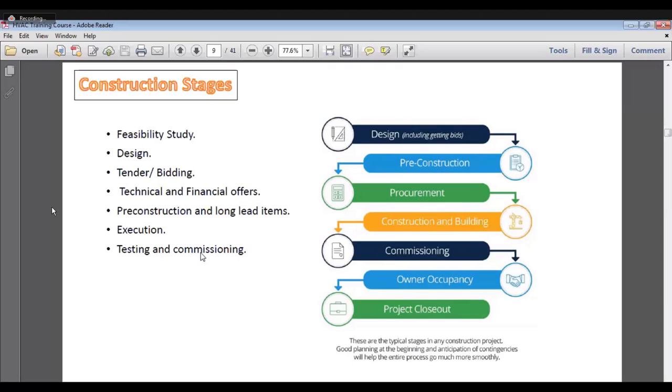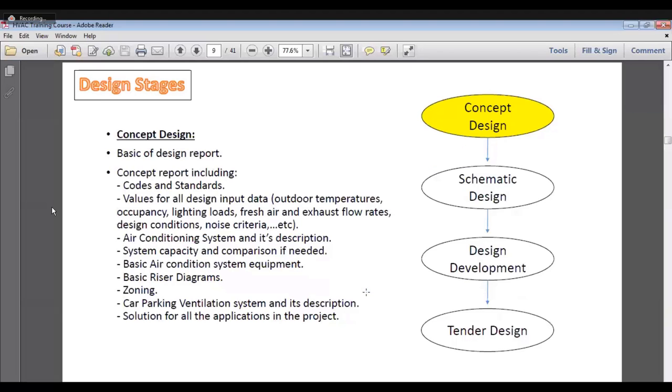Then the execution begins, and testing and commissioning is the last part before occupancy, right? Yeah. And the project ends. We talked about the several design stages, which begins with the concept design, where we provide only a report. We don't provide anything except a report.